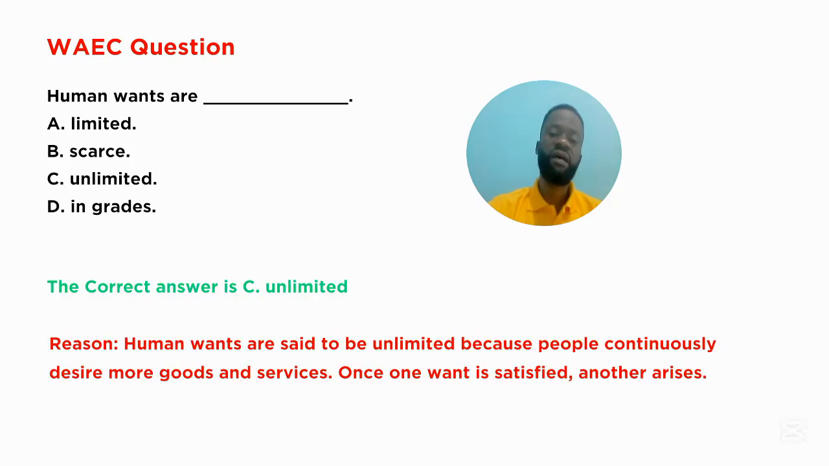Human wants are unlimited, because human wants are said to be unlimited because people continuously desire more goods and services. Once one want is satisfied, another one arises. Next question.